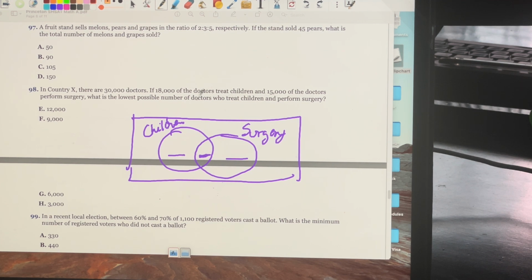Let's do 9,000. If it's 9,000 in the middle, that means there'd be 9,000 over here because I have to add to 18. And over here, 15 minus 9,000 would be 6,000. 18 and 12 is 24. That seems to work.